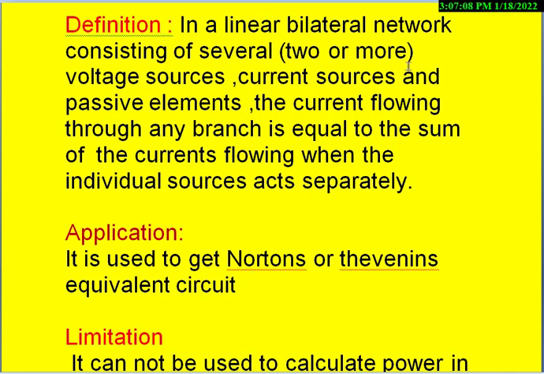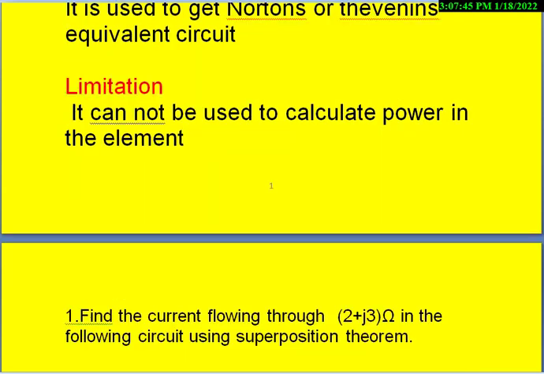Coming to the definition: in a linear bilateral network consisting of two or more voltage sources, current sources and passive elements, the current flowing through any branch is equal to the sum of the currents flowing when the individual sources act separately. Coming to the limitation, it cannot be used to calculate the power in an element.